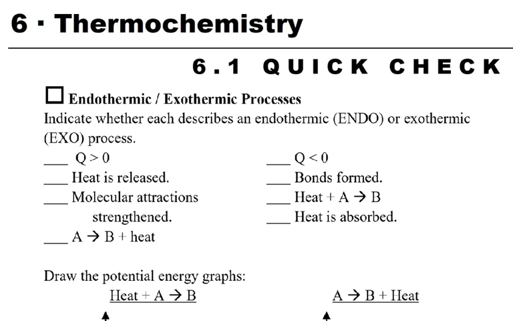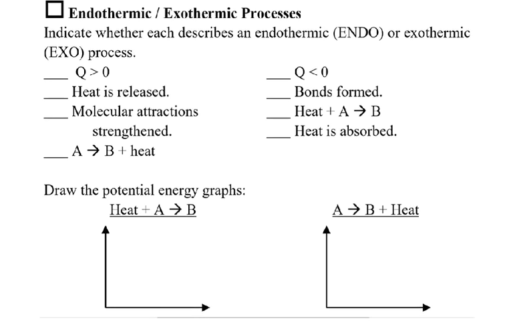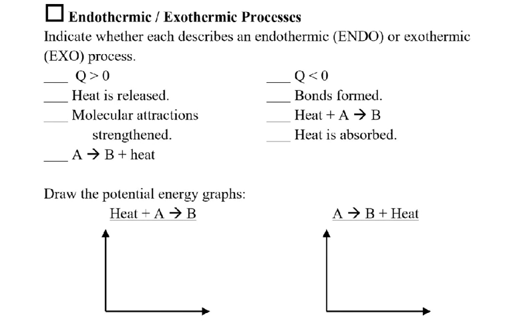Okay, on the 6.1 quick check, we're talking about exothermic and endothermic. So we need to look at different situations and be able to classify them as exothermic or endothermic. When it says Q is greater than 0, that means Q is positive. I always think back to uphill and downhill graphs. The idea is that Q is always the final heat minus the initial heat. So if I have a big number minus a small number, that's going to be positive. So that's endothermic. So uphill gives me an endothermic, positive Q.